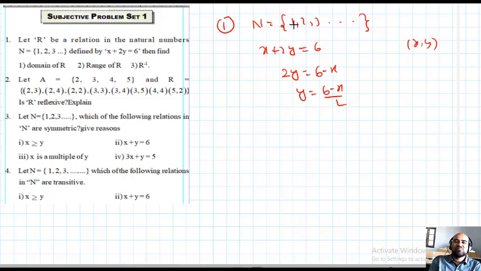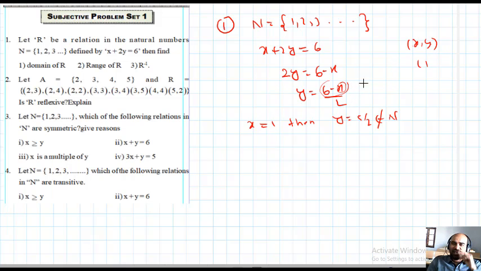X values can be taken from 1 to infinity. Students listen. So x is equal to 1, then y equal to 5 by 2, which is not a natural number, but it should be a natural number. That's why I can't take 1 as the domain of the relation. So in your relation, 1 comma something won't exist. Here you need to take only even numbers. If you take an odd number, even minus odd by 2 is not a natural number.